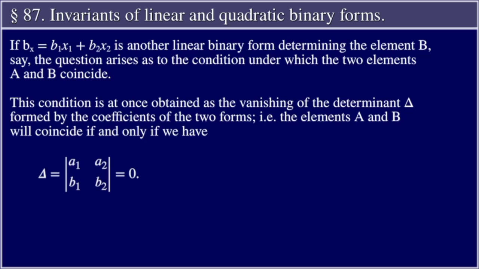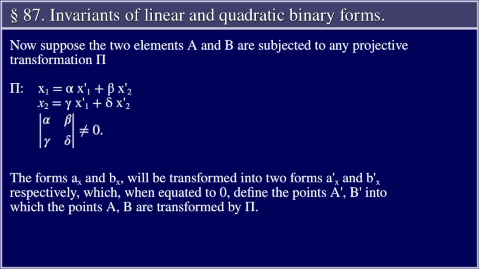This condition is at once obtained as the vanishing of the determinant delta formed by the coefficients of the two forms, i.e., the elements a and b will coincide if and only if we have delta equal the determinant with columns a1, b1 and a2, b2 equals 0.